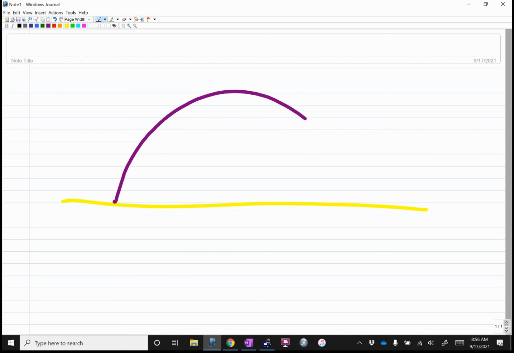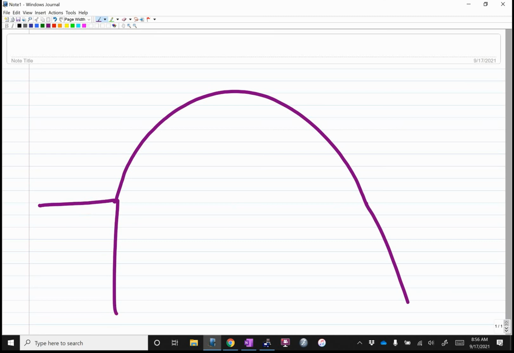Oh, that only works if you're starting on the ground and ending on the ground, if it's symmetrical. That won't work if you're launched from a cliff because the halves are not symmetrical. You can't find time to top and just double it, which is why cliff at an angle is the most difficult question.